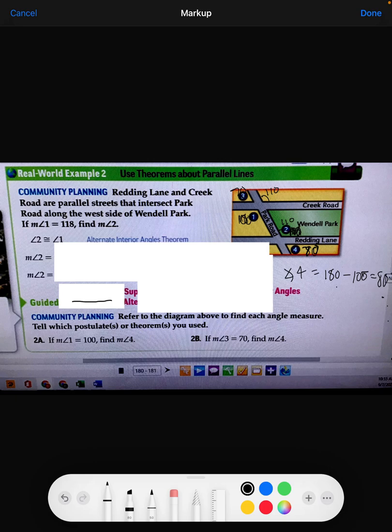We could also just look at angles 3 and 4 and see that they are alternate, because they're on the opposite sides of the transversal, and exterior angles, because they're on the outside of the parallel lines. So we could say that they're equal to each other. So since angle 3 is 70, angle 4 is also 70.